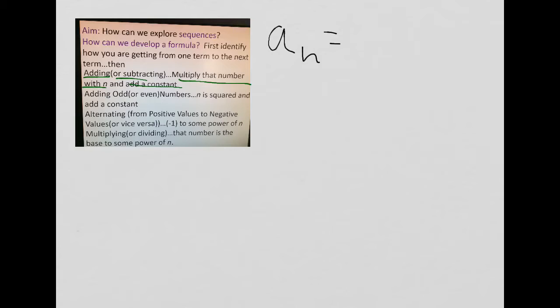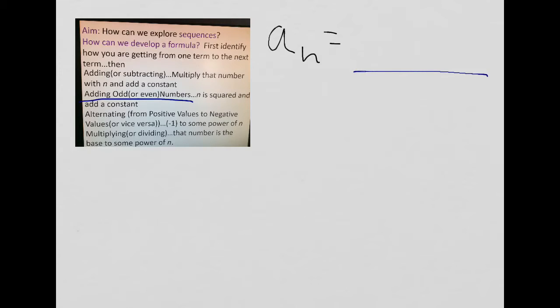If you notice that you're adding an odd number consistently to get from one term to the next, or even numbers, then n is squared, and then you're adding some sort of constant. Sometimes it's very simple and students say, oh, that's a perfect square. But other times it may be off by some sort of constant, like you're subtracting 1 or adding 1,000 and you don't see it. So this is still that same kind of formula where n is squared.